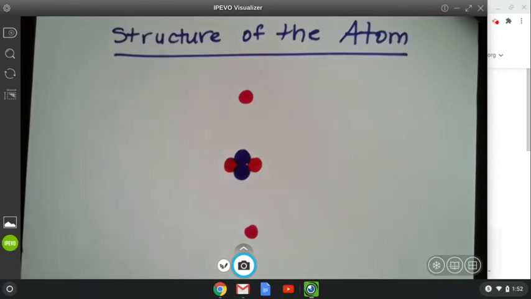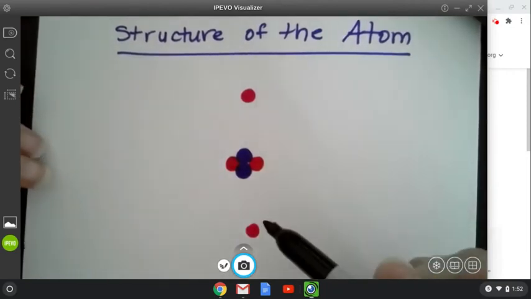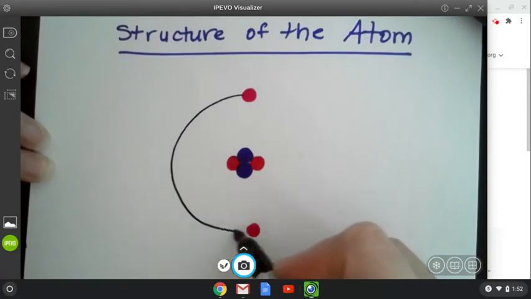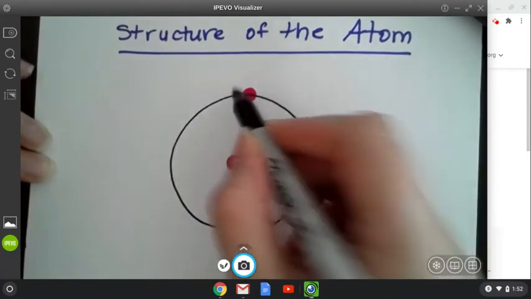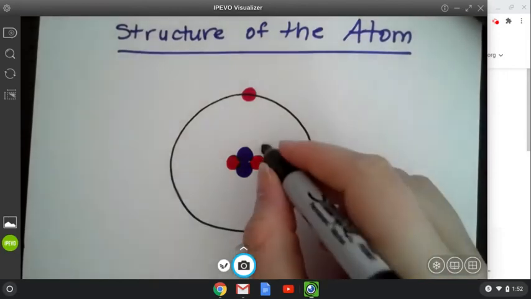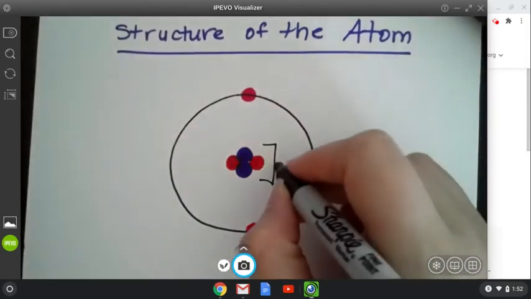All right, so here's the structure of the atom. I'm going to add one more thing to it. Those colors are supposed to be different, but they look the same. That's okay. Okay, here's my atom. The center of the atom, this is called the nucleus.